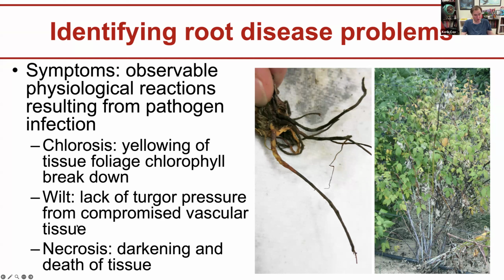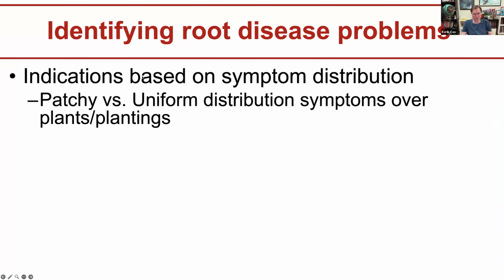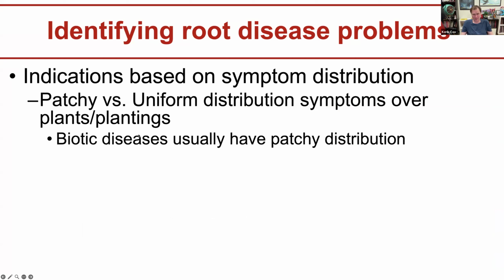If you get too much water, they'll rot without a pathogen. If you don't get enough, they'll wilt on their own. If you don't get the nutrition right, they'll look like that yellow raspberry as well. So how do you even begin to parse these sort of things out? The first place is you look at the distribution of symptoms. Patchy versus uniform over the planting. Now, if it's a disease, it will probably be in spots.